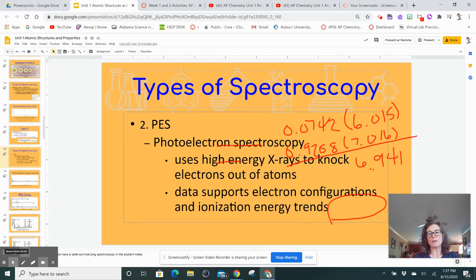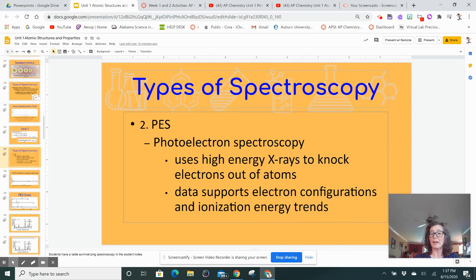Okay, another type of spectroscopy that we have is called PES, and this is photoelectron spectroscopy. And what it does is instead of using a magnet and based on mass, it uses high energy X-rays to knock electrons off of the atom. And we use this data to support electron configurations. So from this type of spectroscopy, the PES, we can determine the electron configuration of a particular element and its ionization energies, and then that'll help us to identify what element it is.